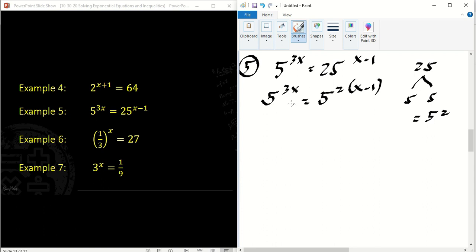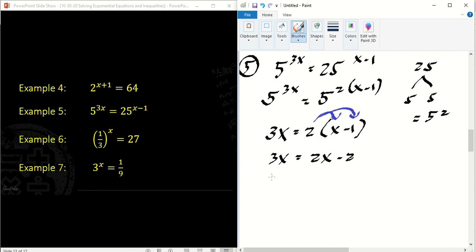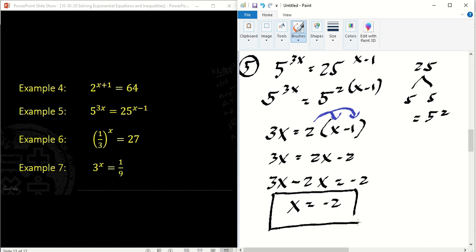Okay. So, solve. Kunin mo ngayon yung exponent. Iwanan mo ng 5. So, we have here 3x is equal to 2 times x minus 1. 3x is equal to 2x minus 2. Minultiply lang natin, distributive. So, 2 times x, 2 times 1. So, we have now 3x. Ilipat yung 2x, so that is minus 2x is equal to negative 2. 3 minus 2, x na lang ang matitira, is equal to negative 2. So, answer, x is equal to negative 2.